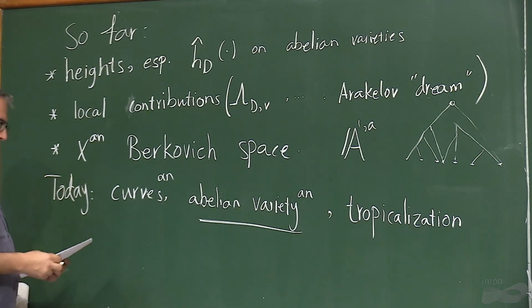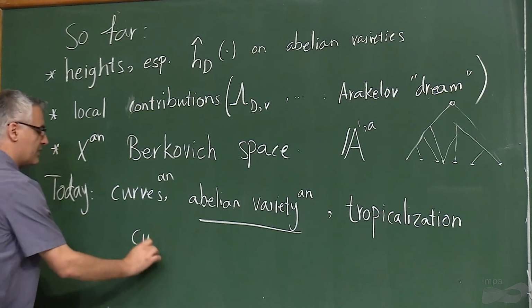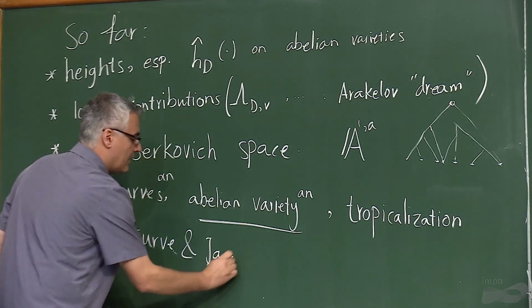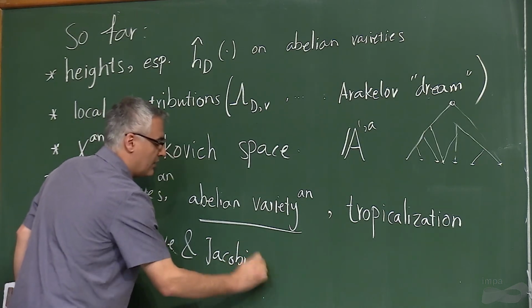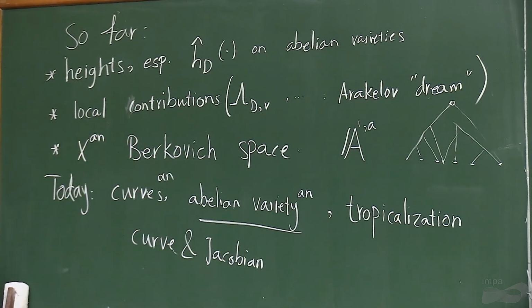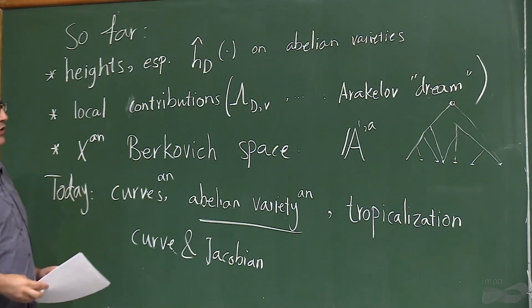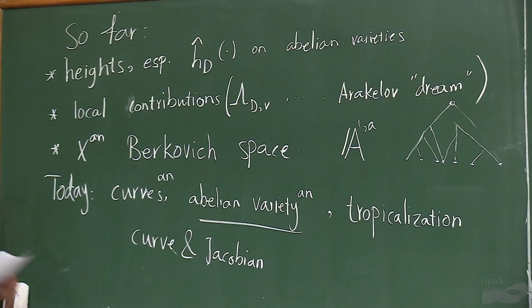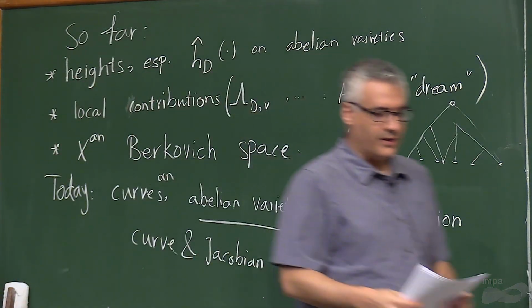My hope is today I also say something about curves and Jacobians in this context, and say something about how potential theory or capacity theory in the context of Berkovich spaces works very concretely in combinatorial terms. And along the way, I even mention chip firing and things like that.